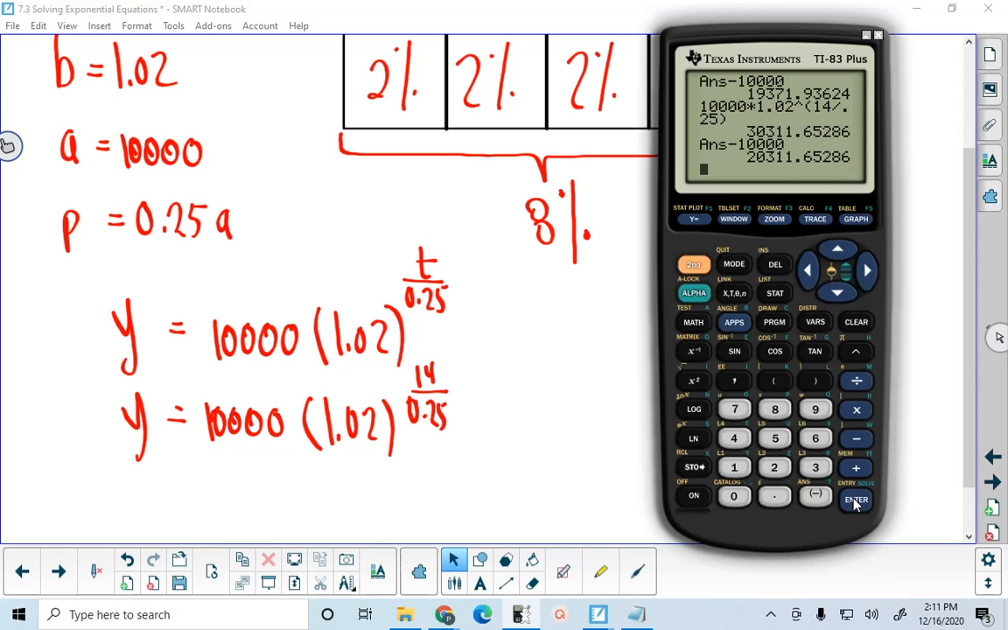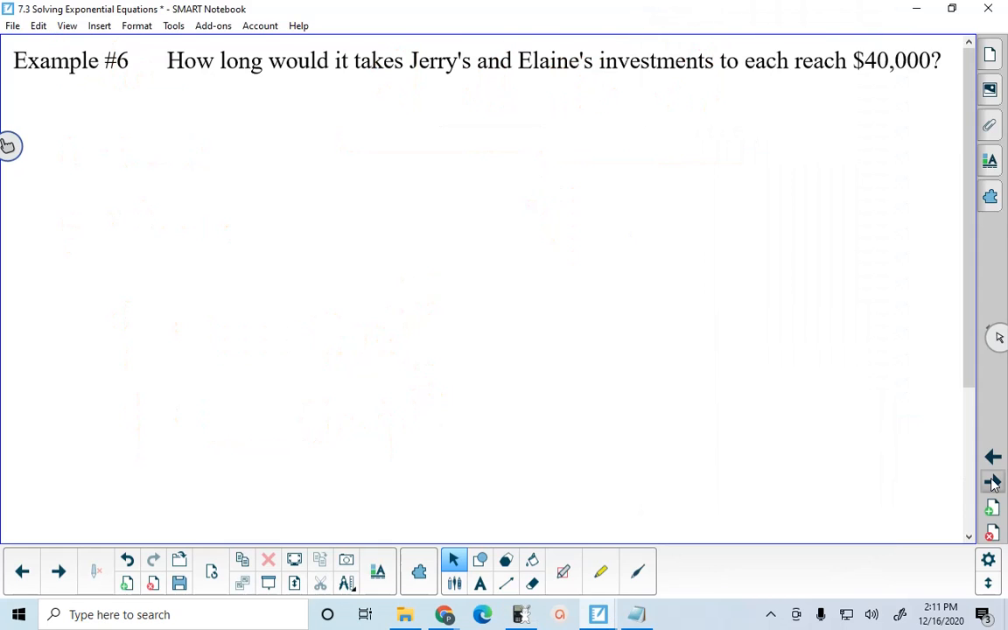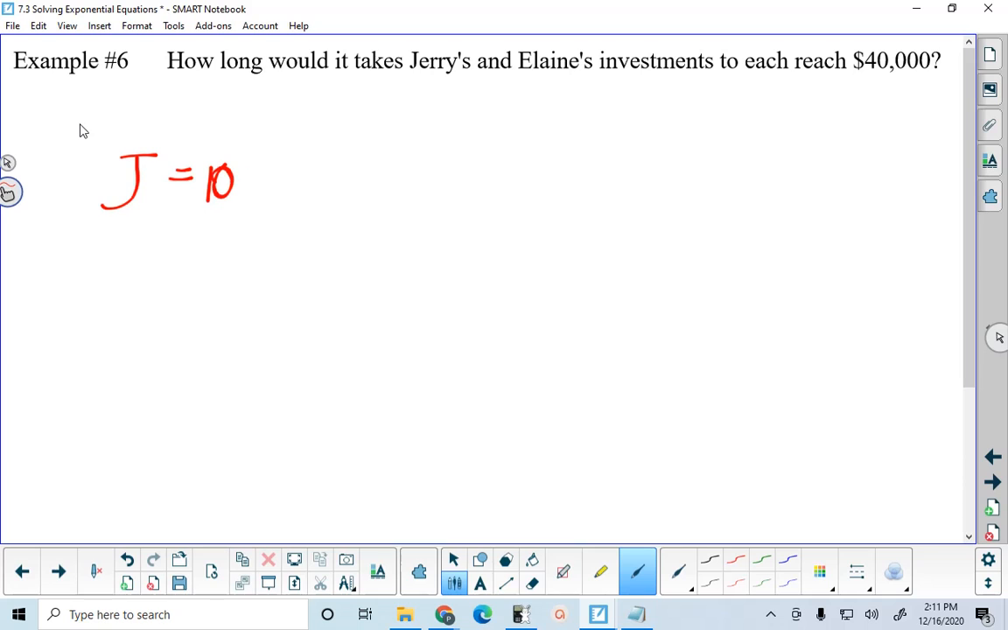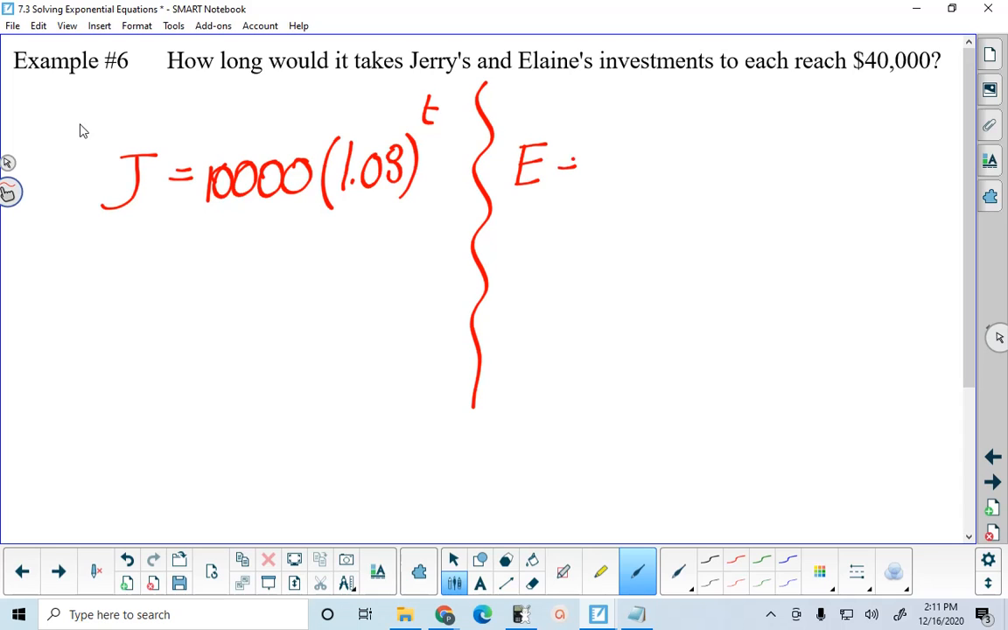All right, so now what we want to do is the final question of this lesson. Here's Jerry's money. Jerry's money is equal to 10,000 times 1.08 raised to the t. Elaine's money is equal to 10,000, I hope you're fine with me using J and E instead of Y for both, times 1.02 raised to the t over 0.25.